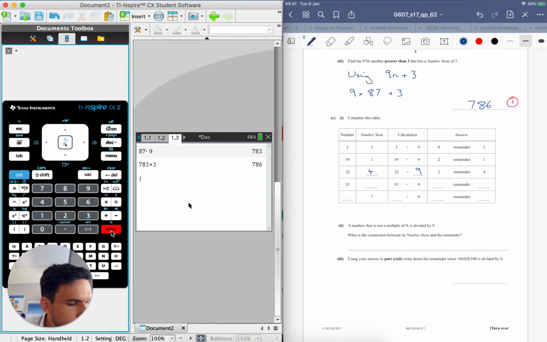Okay. 35, I can calculate my number stem. 5 plus 3 is 8. And 35 then divided by 9. Well, let's just think. 9, 18, 27. Then 36 is too high. So it's 3, remainder 8. Okay, now something with a number stem of 7 is what we're really interested in here. Oh, in fact, number stem is just 7 here. So let's have a little look and see if we can get to an answer for this one.